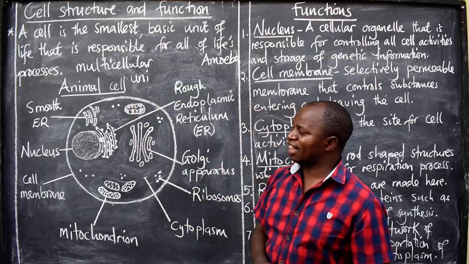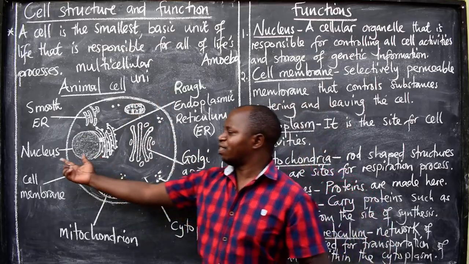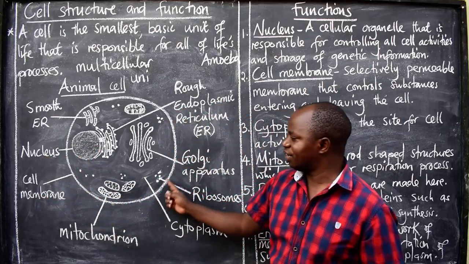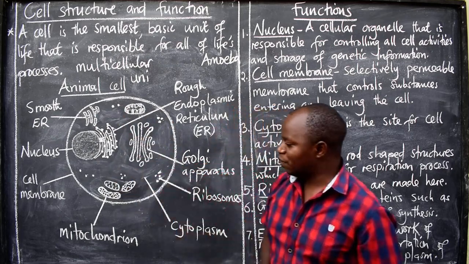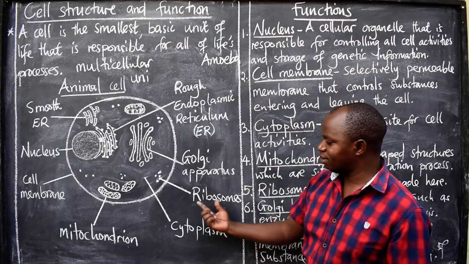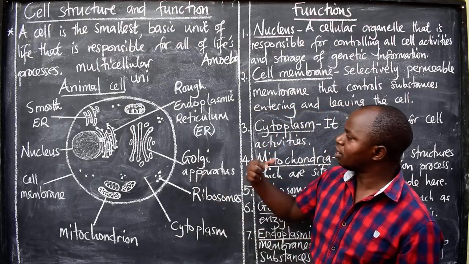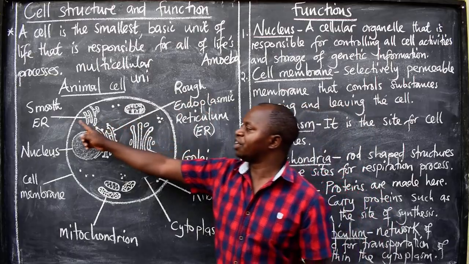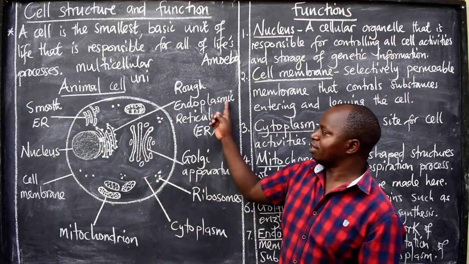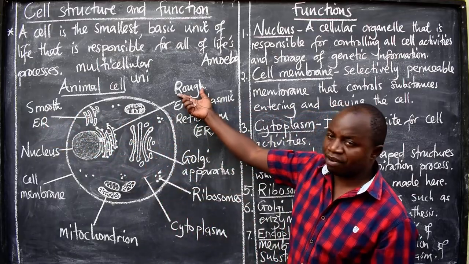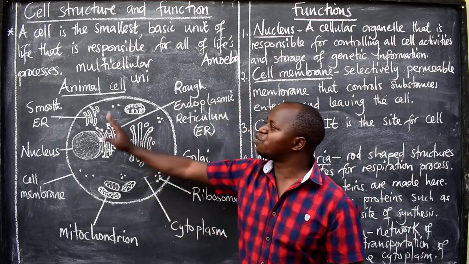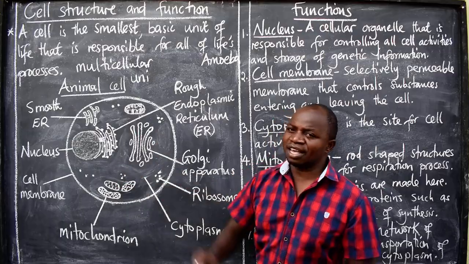The parts that you are able to see, we have the nucleus here. We also have the cell membrane, which is the ring that you are seeing here. We also have the mitochondria, which is here. We also have the cytoplasm, ribosomes, Golgi bodies. We also have two types of ER. We have the first one, which is called the smooth endoplasmic reticulum. We also have the rough endoplasmic reticulum. So these are the major parts of an animal cell and the way they look.